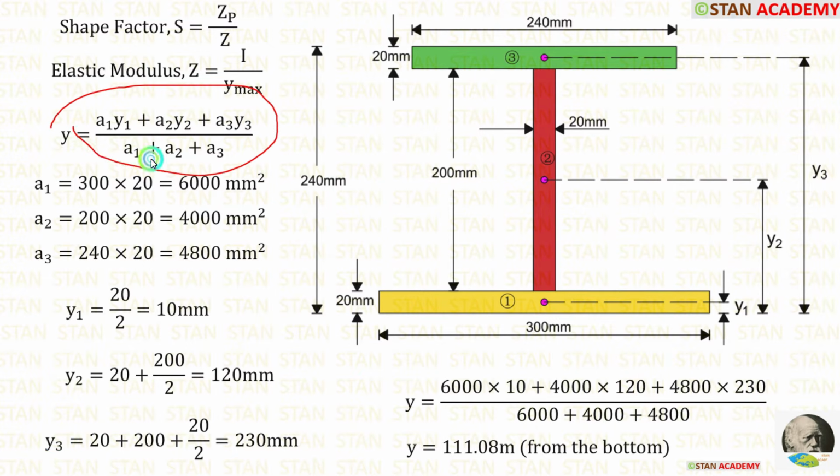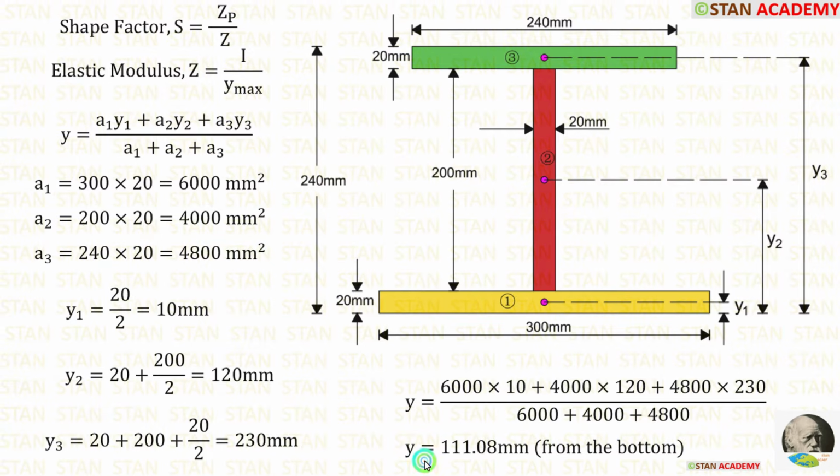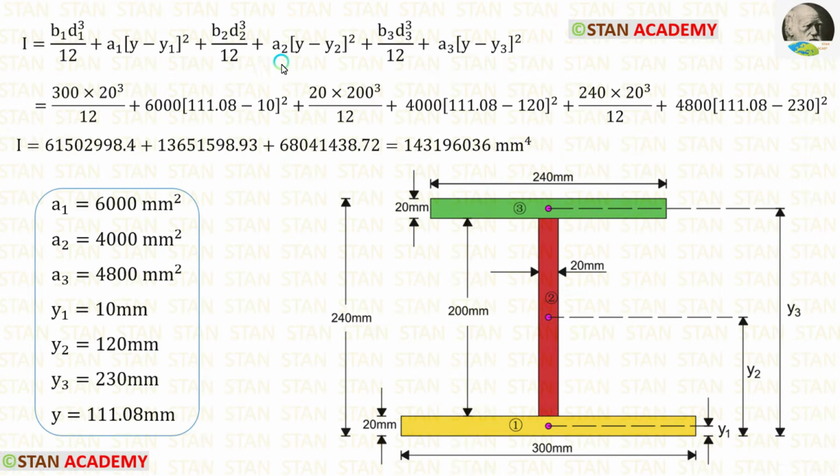In this formula, we have calculated all of the values. We can apply them. Finally, we have found the position of the centroid, that is 111.08 mm. We have calculated this value from the bottom of the I section.